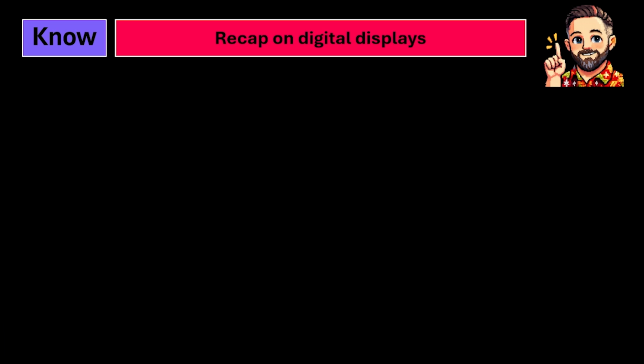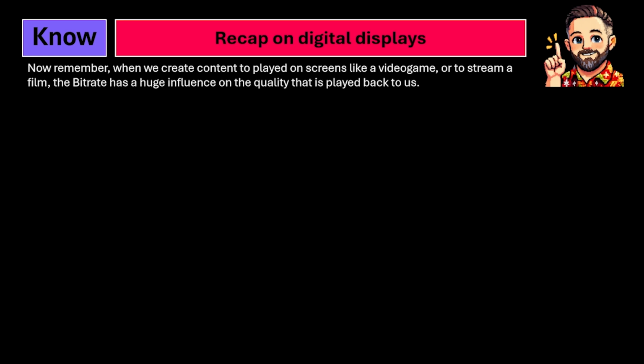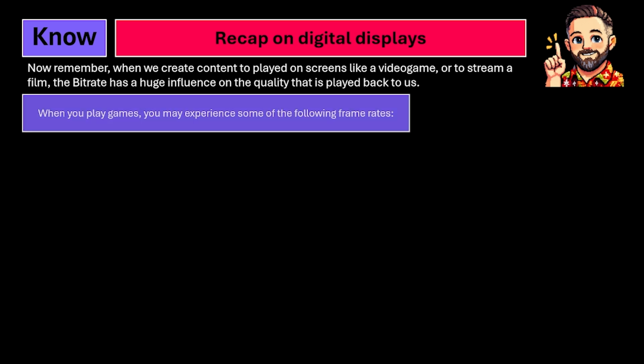Okay, so welcome back, and now we're going to look at the next part. Remember, when we create content to be played on screens like a video game or to stream a film, the bitrate has a huge influence on the quality that is played back to us. A big part of that is going to be the frame rate. How many frames does the computer need to calculate, make, and render per second?